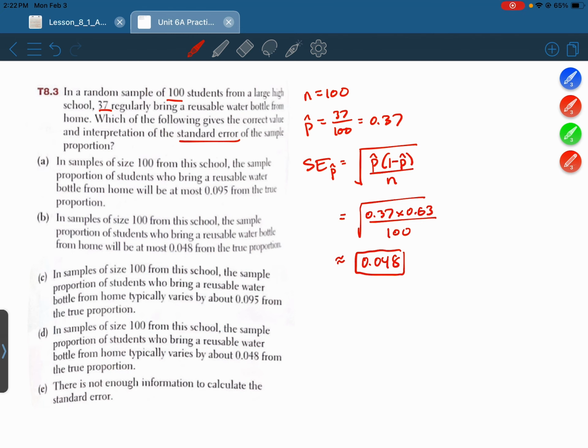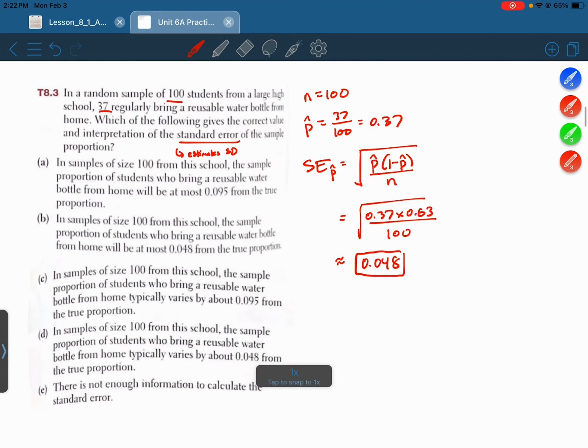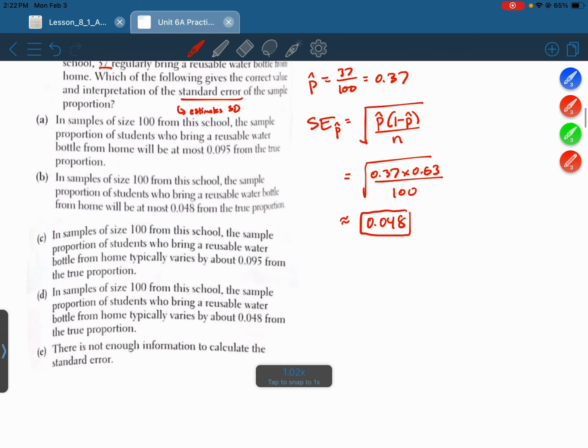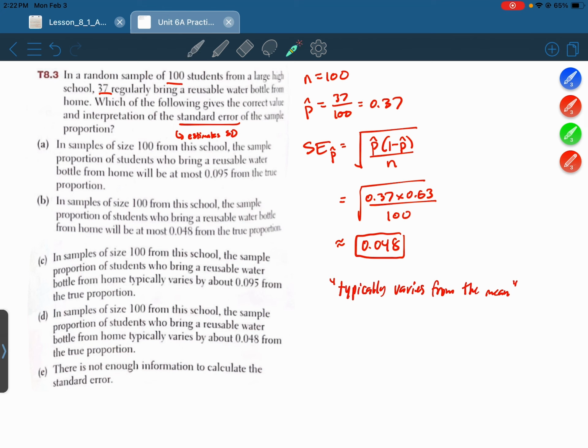And now the interpretation. So a standard error is really an estimate of the standard deviation. So this estimates the standard deviation, so we're going to interpret it like we would a standard deviation. And the sentence structure has the phrase typically varies from the mean. Or in this case, we could say that the estimates that we get from our samples will typically vary by this much, about 5%, from the true value.